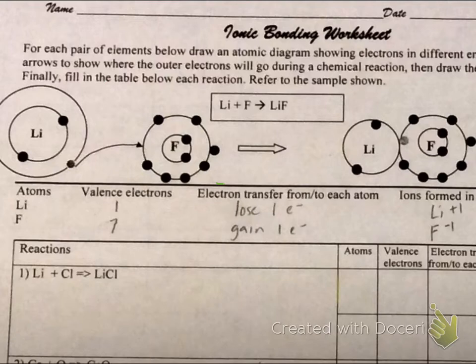Step 3 is to identify the valence electrons. The valence electrons are the outermost electrons of the shell, and they will be the electrons that are actually involved in the bonding. So the valence electron for lithium is right here. And so it has 1 valence electron. Fluorine has 7 valence electrons. So all of these electrons are in the outermost energy level, so we'll write 7 here.